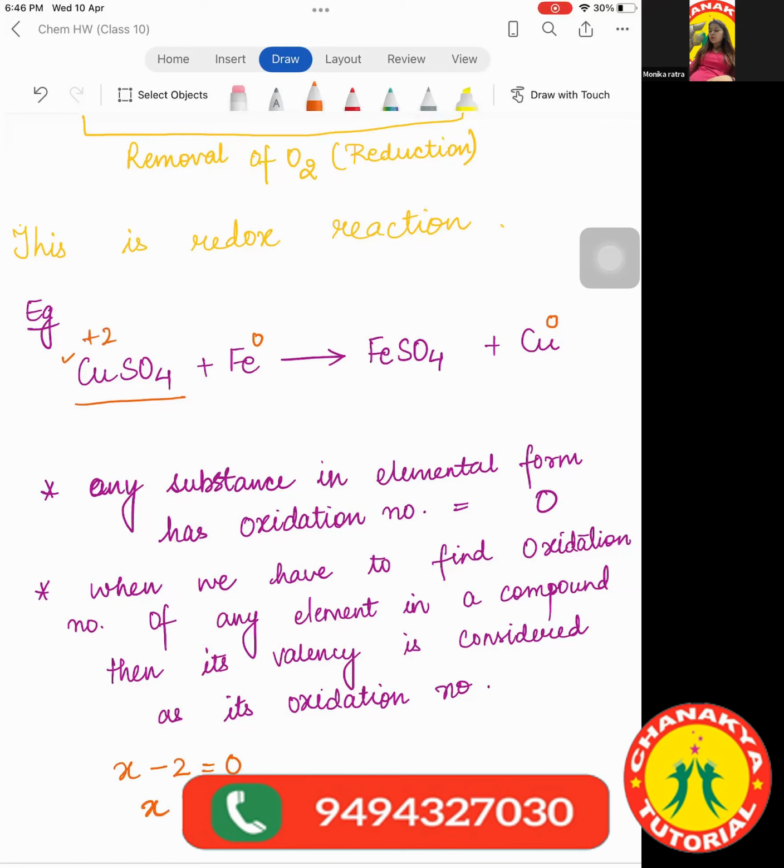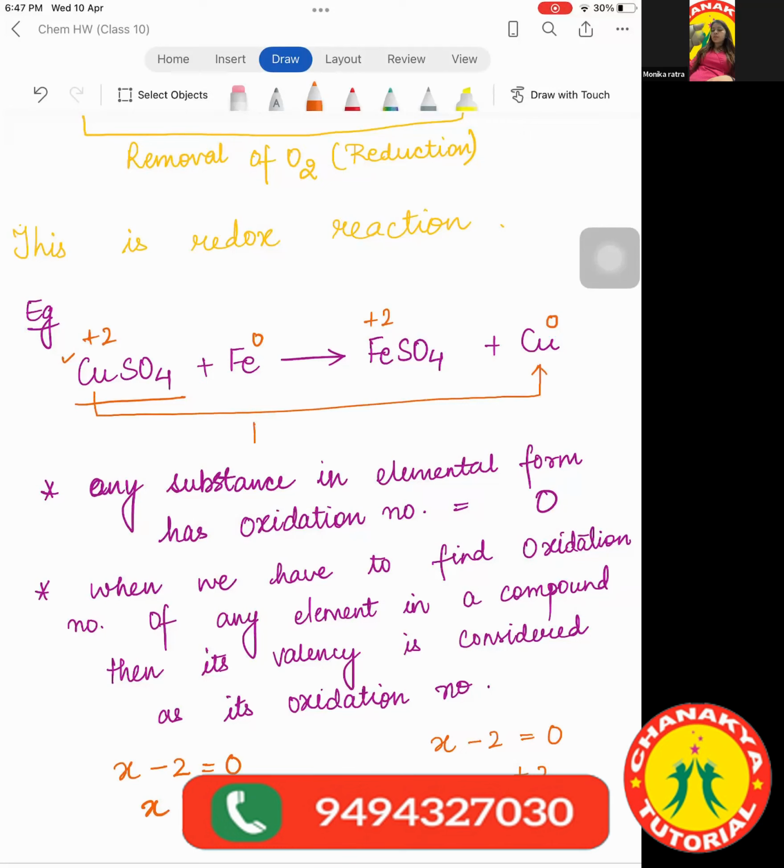If we consider FeSO4, same thing we will consider for iron as X. Sulfate is again -2. Overall, there is no charge on the entire compound. So the oxidation number of iron also comes out to be +2. Is it clear? Now let us see the change in the oxidation number. So if we see the change in the oxidation number of copper, it has changed from +2 to 0. Means the oxidation number has decreased, right?